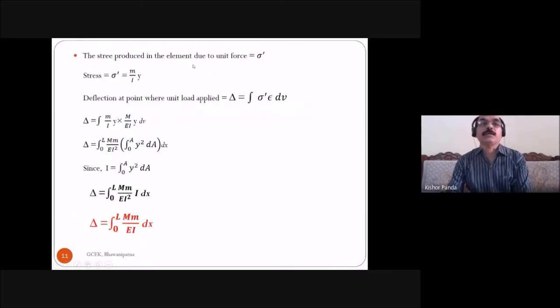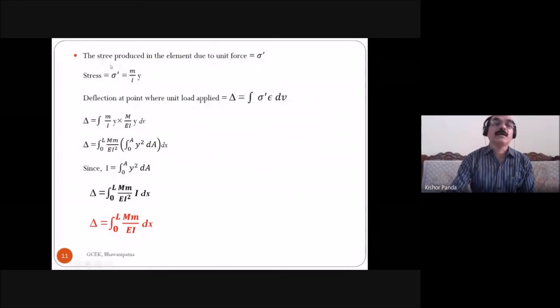The stress produced in the element due to unit force is equal to sigma dash. Here also you can find it from the theory of pure bending. You know the formula: M by I is equal to sigma by y is equal to E by R. So sigma is equal to M by I into y. In this case, what is the stress produced in the element? This is your sigma dash. So sigma dash is equal to small m by I into y.